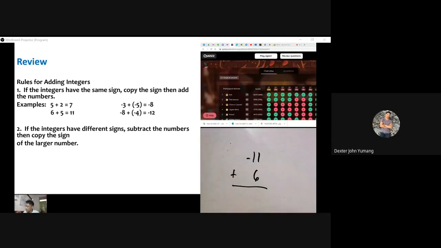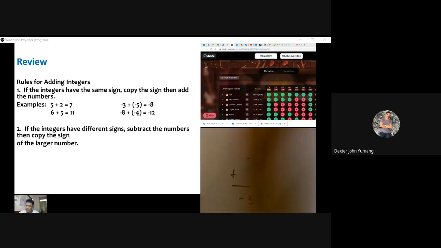So 11 minus 6, they have different signs. Subtract lang. So 11 minus 6, that is 5. Sino ba mas malaki na number? Si 11 or si 6? Si 11, of course. Ano ang sign ni 11? Negative. Kopyahin siya. Ganun lamang po. So that is negative 5.